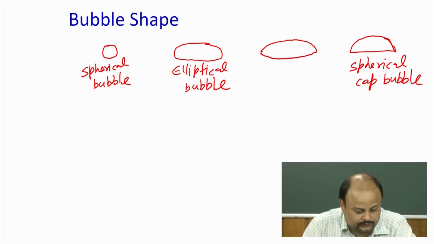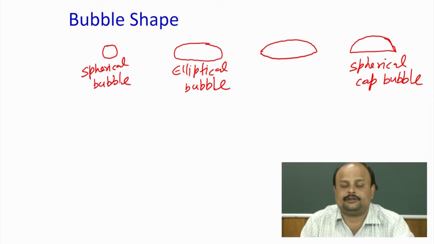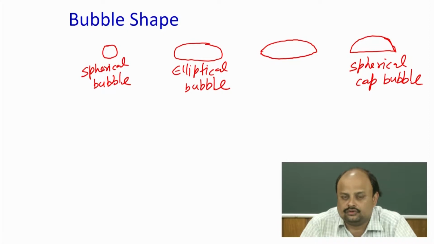Now if this is not spherical, then the problem comes of how you will define the size of the bubble. Suppose it is elliptical, how are you going to decide the size of the bubble? The bubble shape is going to be different, and we will decide based on the equivalent diameter.